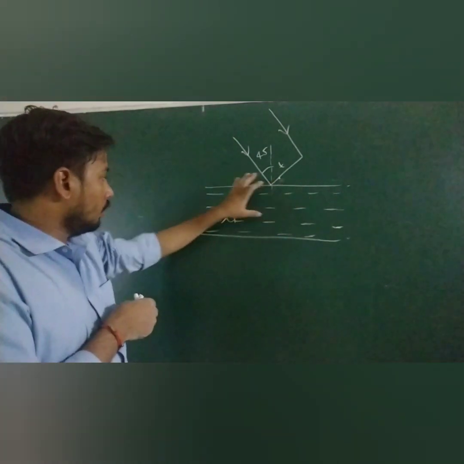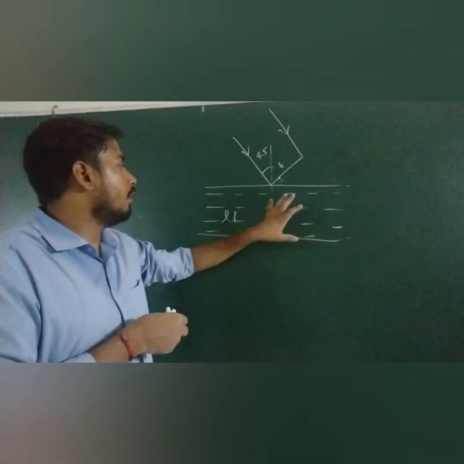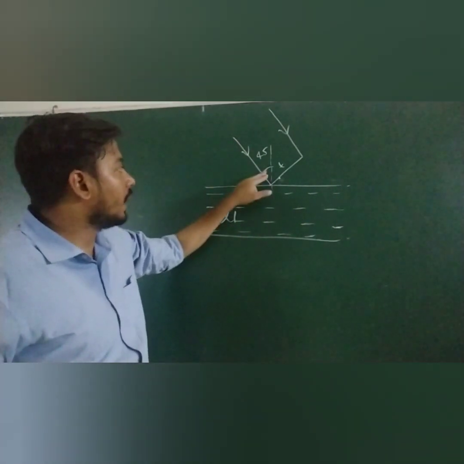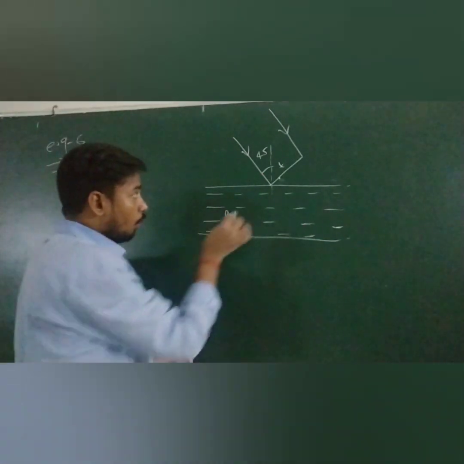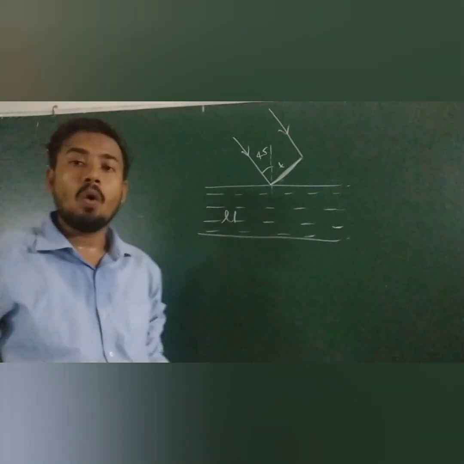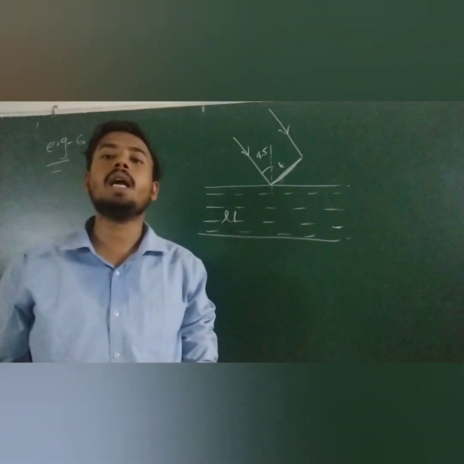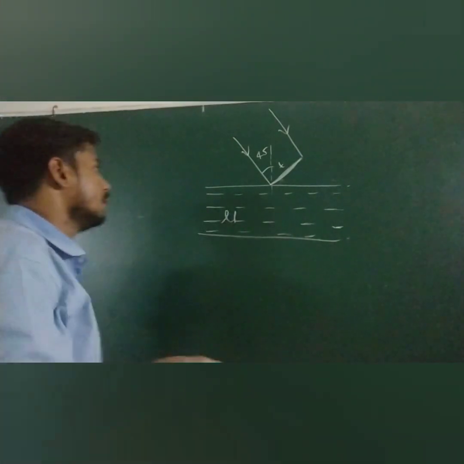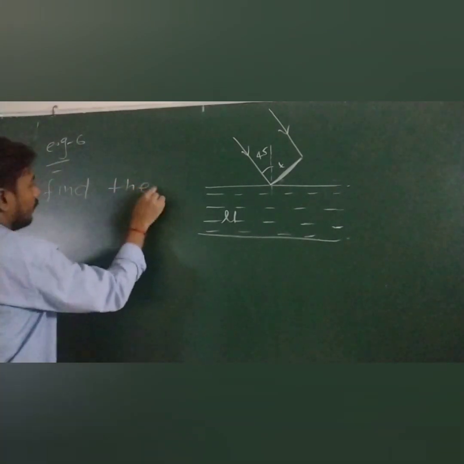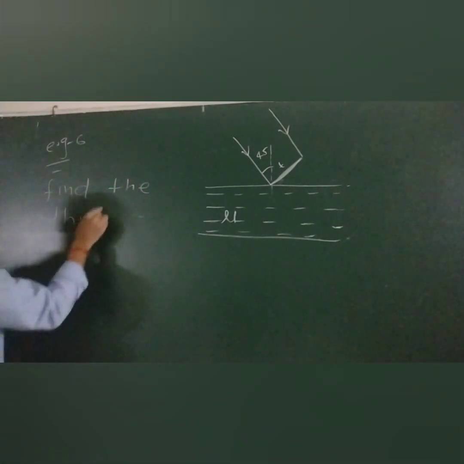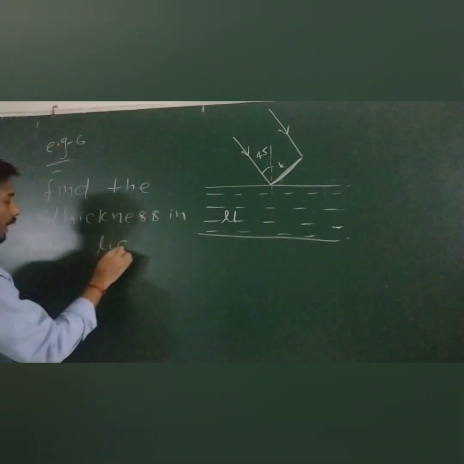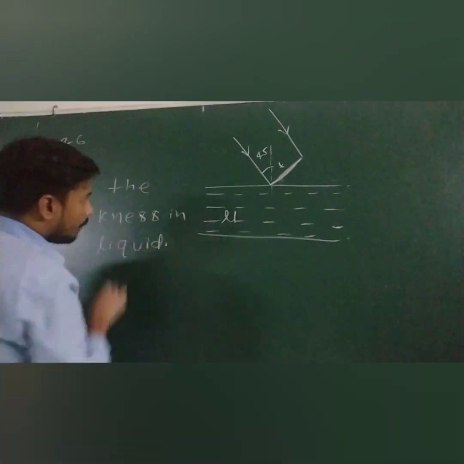Here we have one kind of liquid, and the refractive index of this liquid is mu. A light is coming at an angle of 45 degrees. Right now, it has thickness T. So the question is, what will its thickness be when it enters the liquid? So I am writing here, find the thickness in liquid.